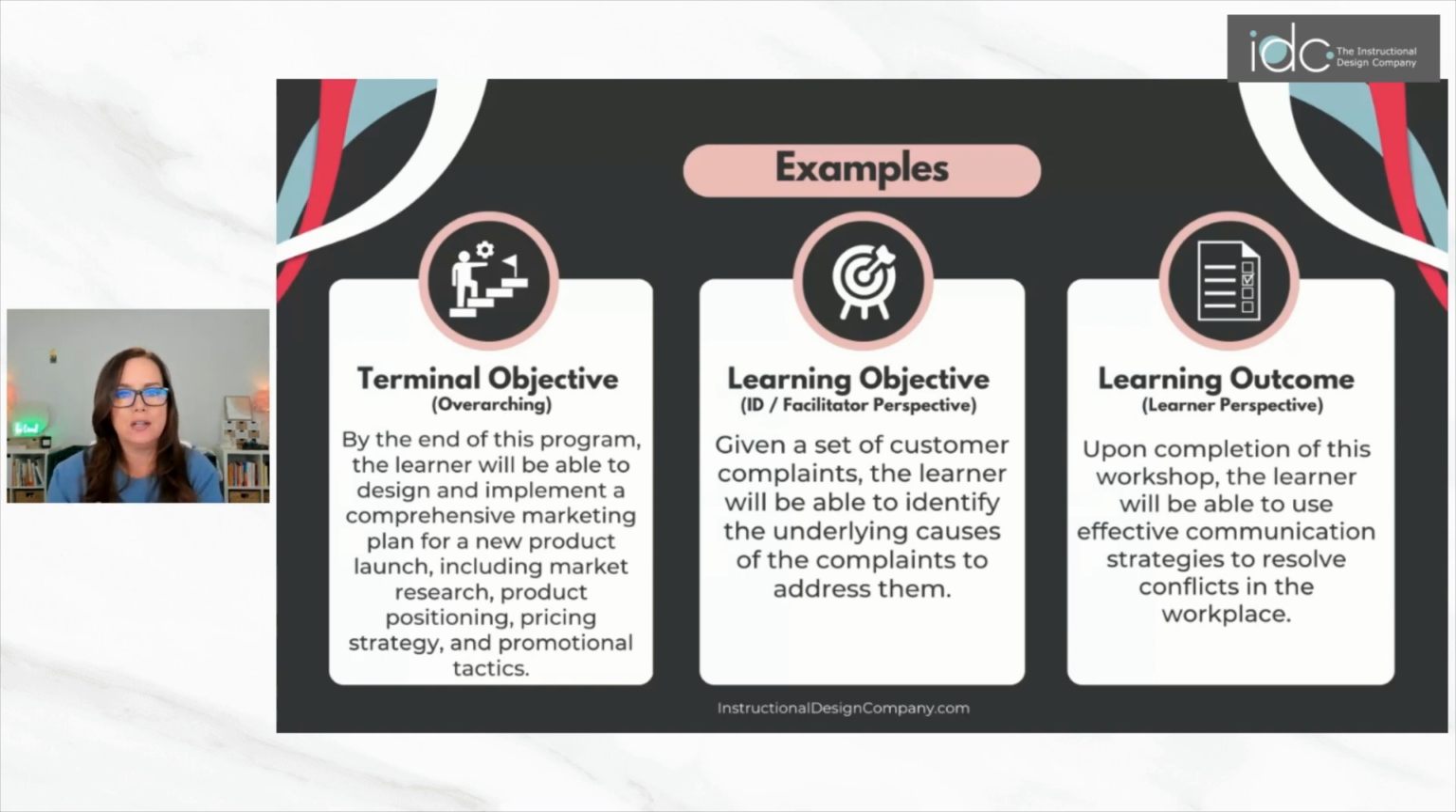Now we're looking through the lens of the learner. So by the time this workshop is over, this is what I should be able to do. So the real difference, the real nuance is: the starting point is the learning objective, what we expect them to learn. And the ending point is the learning outcome. It's what we expect them to be able to do.